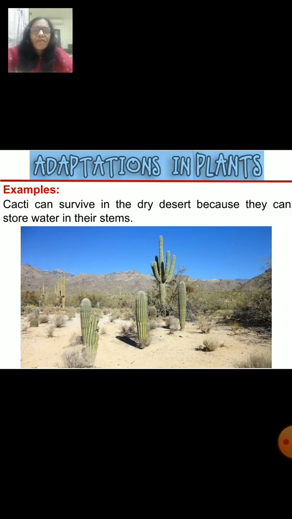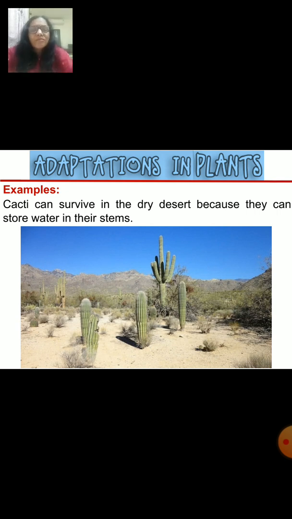Now, see one more example, that is cactus. Cacti can survive in a dry desert. In the desert there is no water, there is scarcity of water, very little water. So other plants cannot grow there, but the cactus plant can grow there. Why? Because their stem stores water and makes that water available to the plant so that they can survive in the dry weather of the desert.